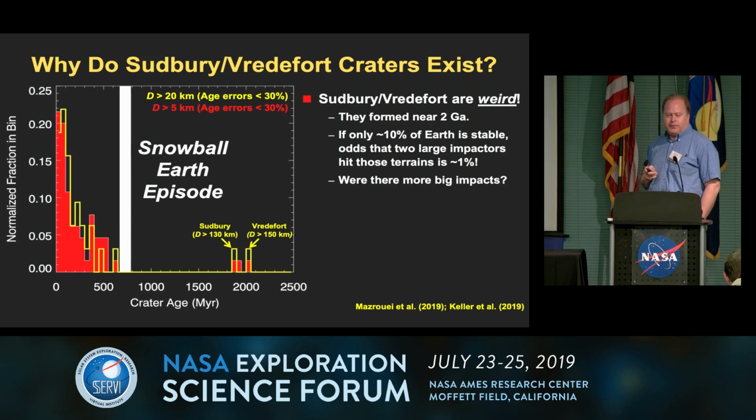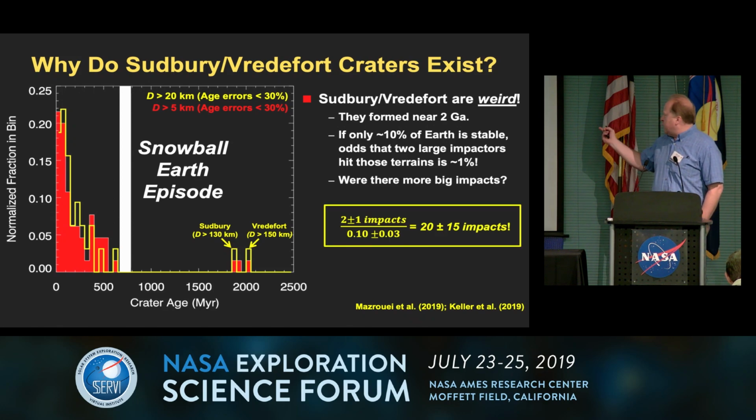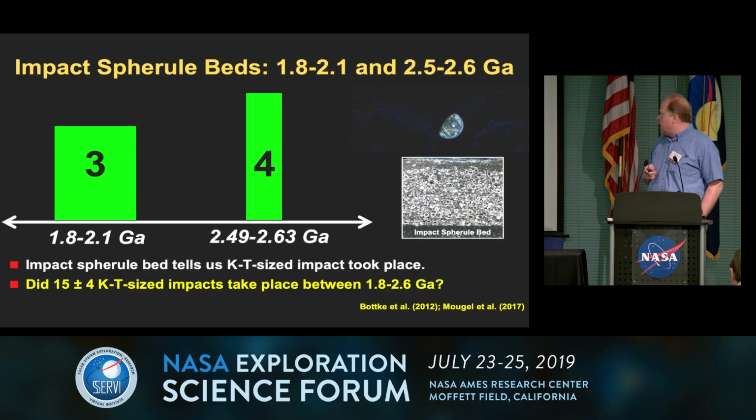So another way you could ask this question is, does this mean there were more big impacts, okay? So if you take two impacts and you divide by 10% of the Earth, you end up with about 20 impacts. So this suggests that maybe back about the time we see Sudbury and Vredefort, there were a lot of other big things hitting the Earth. And how many is hard to say. You can see the big error bars here, but that's at least a simple calculation. So is there other evidence for this? And we think there might be.